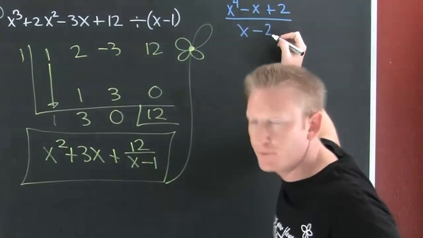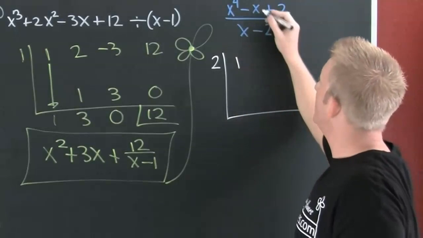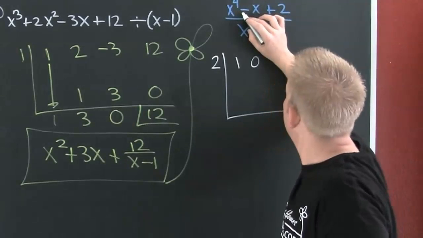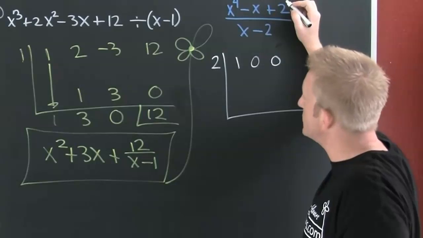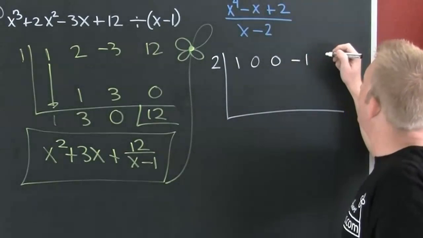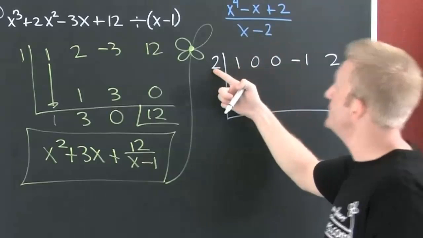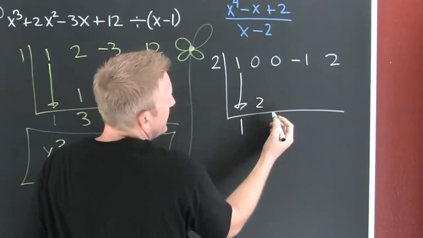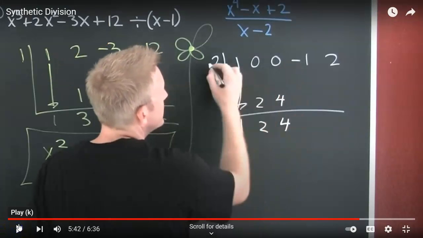Here we go. What makes this denominator 0? 2. Yes. So I put a 2 on the outside. And then I put the coefficients on the inside. I put a 1. Then I put a 0. Why? Because I need a placeholder for my x to the third term. So 1x to the third plus 0x squared minus 1x plus 2. I need placeholders. On the outside, zeros. And then on this first one, drop it like it's hot. There's a 1. 1 times 2 is 2. Add them. 2. 2 times 2 is 4.